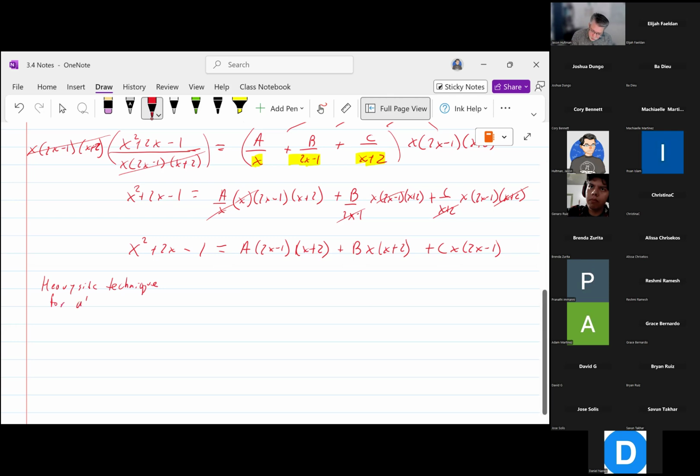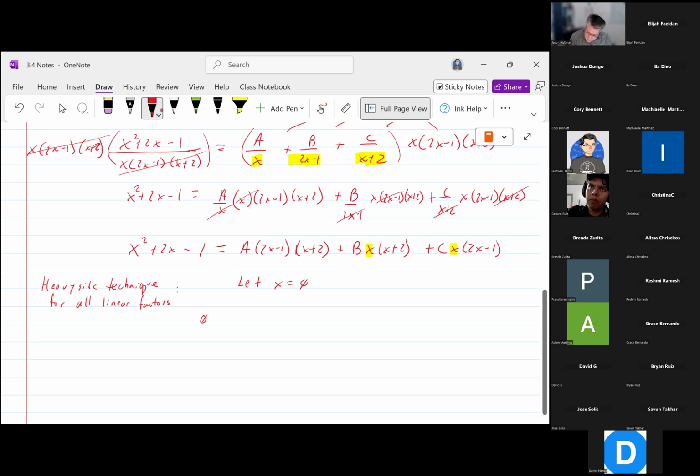Okay, for all linear denominators or linear factors, we'll say. So the first thing I'm going to do is I notice that I have an x here and an x. And so what I'm going to do is I'm going to let x equal 0. Because if I let x equal 0, the b and the c term cancel out. They're gone. So I'm going to plug in a 0 on the right side and on the left side.